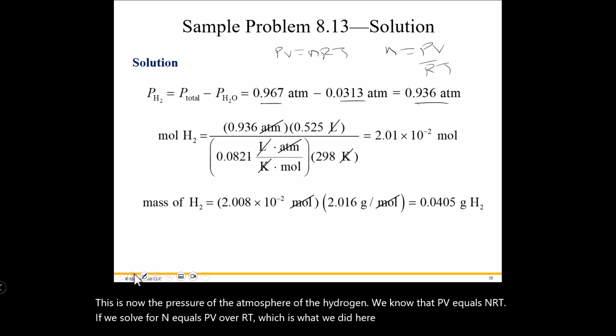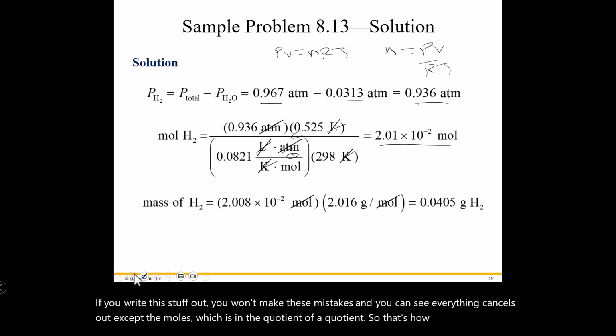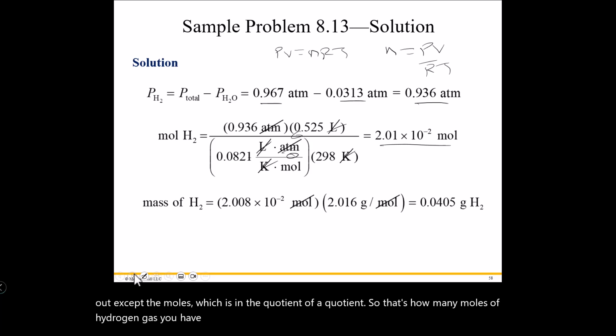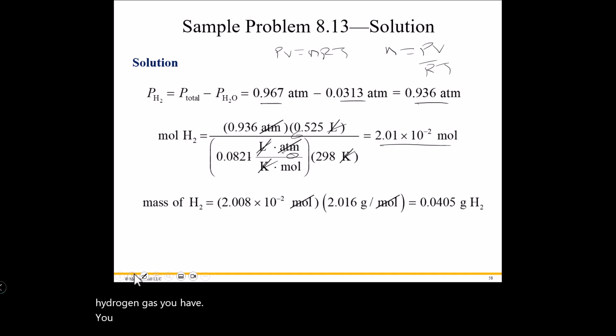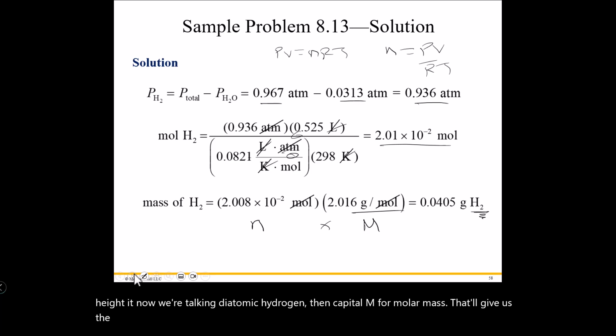We know we set this up right. If you write this stuff out, you won't make these mistakes. You can see everything cancels out except the moles, which is in the quotient of a quotient. So that's how many moles of hydrogen gas you have. At this point, you multiply moles times molar mass, M, of the hydrogen. Now we're talking diatomic hydrogen. That'll give us the grams of hydrogen.